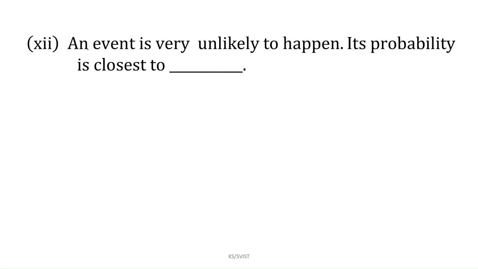Question 12. An event is very unlikely to happen. Its probability is closest to, the answer is 0.